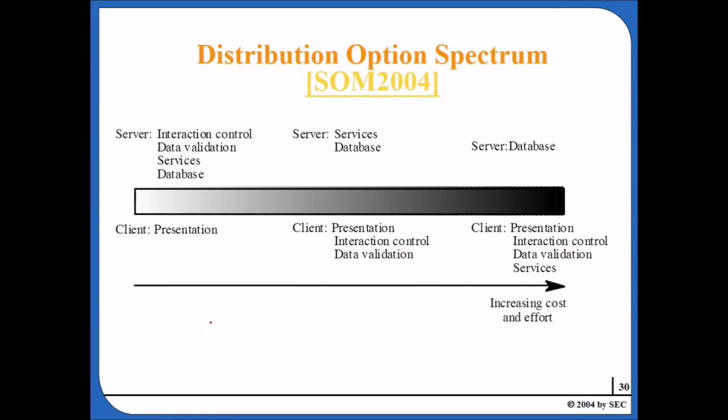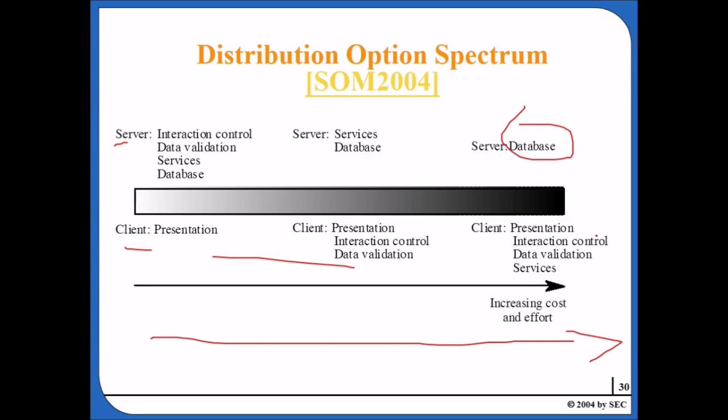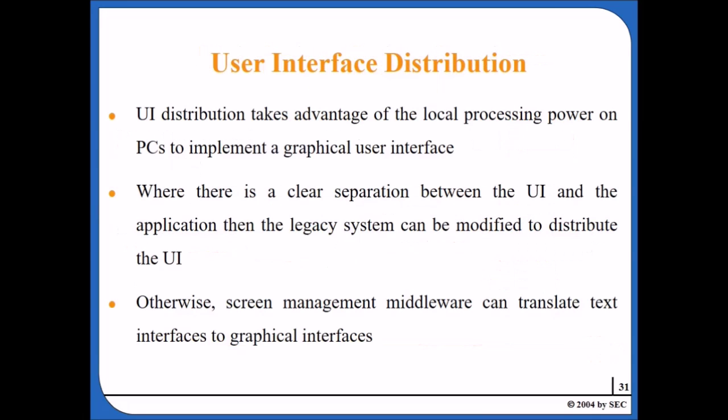This is the distribution options spectrum. These are the servers, these are the clients, these are the client parts. This arrow shows the increasing cost and effort. If the server is the database and the client needs to have presentation, interaction control, data validation and services, then the cost is very high. While if the client only has presentation and all the other work like interaction control, data validation, services and databases are performed on the server, the cost is somewhat less.